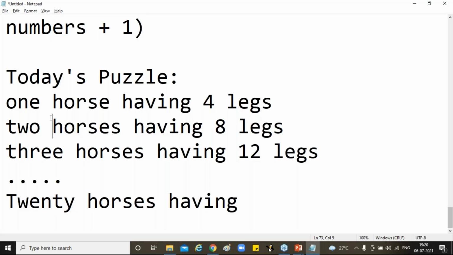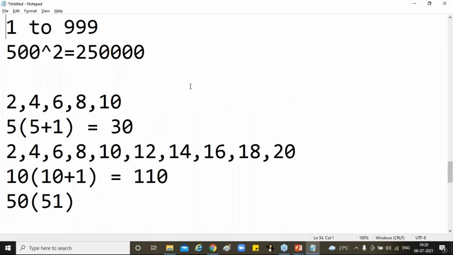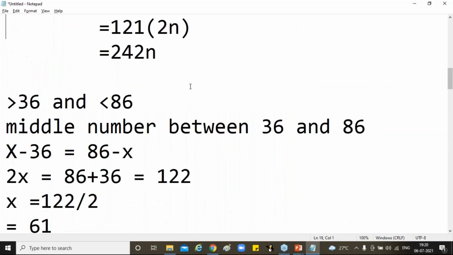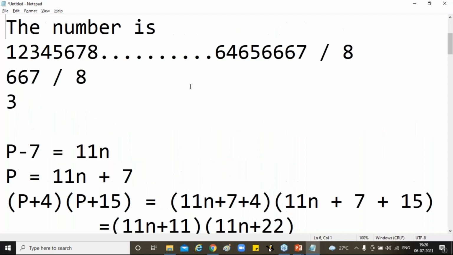I think many are having the doubt. Don't worry. The number is 1, 2, 3, 4, 5, 6, 7, 8, up to 64, 65, 66, 67. That is one number only. Don't think that 67 is different, 66 is different, 65 is different. That is one number only.